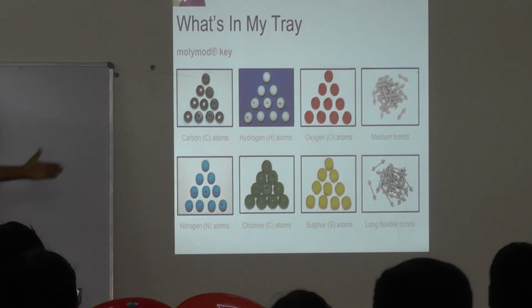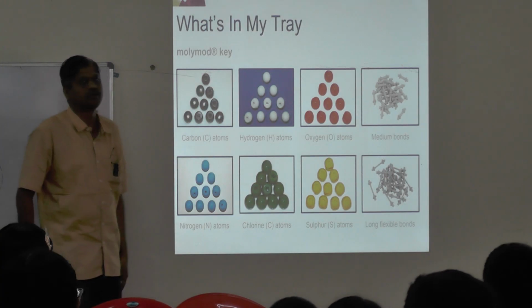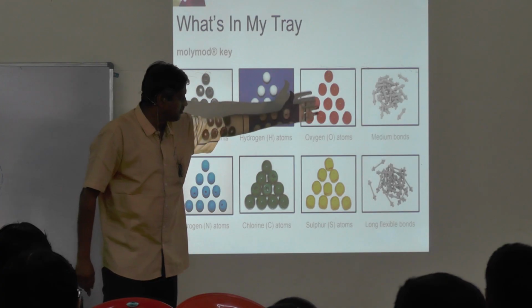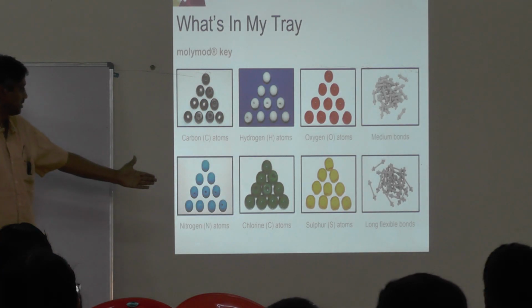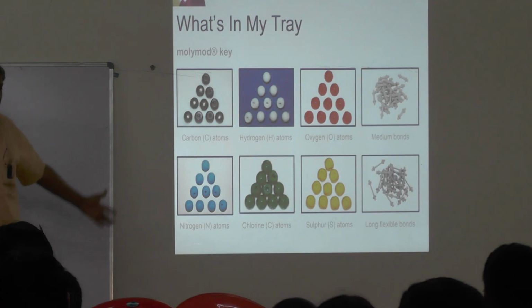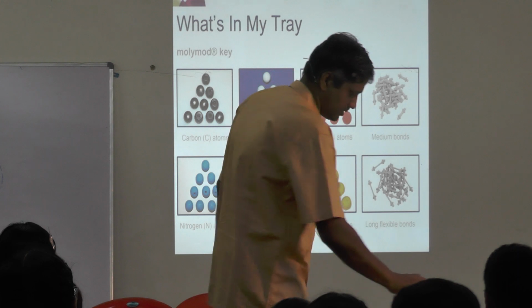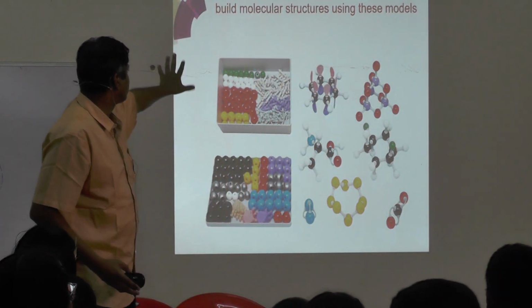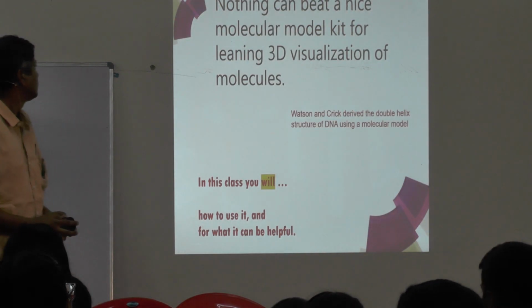Carbon is the black atom. Hydrogen is white, with one single hole. Oxygen is red, with medium flexible bonds for double bonds. Sulfur atom is yellow, and then chlorine or halogens. Nitrogen atom is the nice sky blue color. These are the things they have done: build molecular structures using this model.